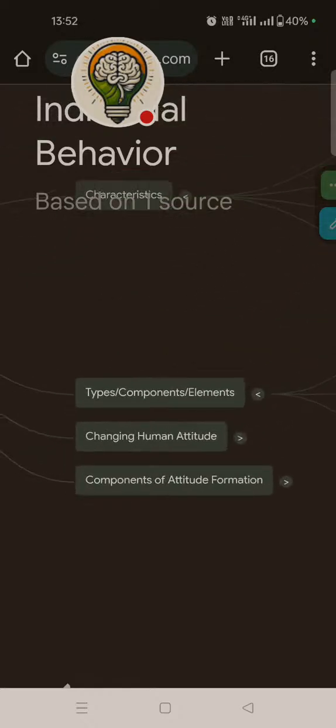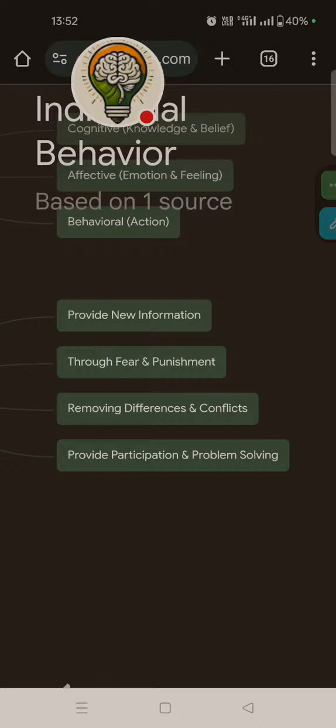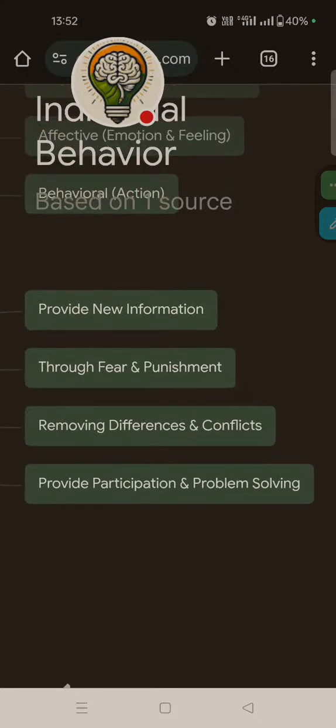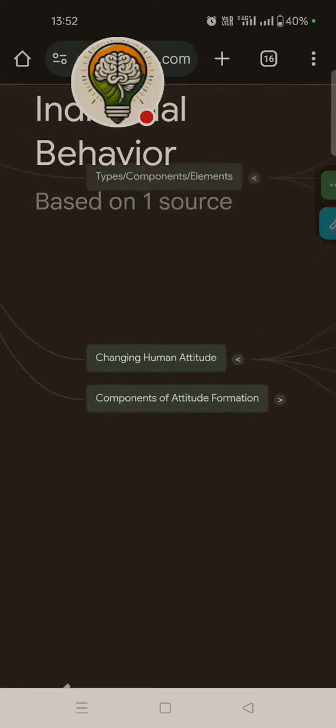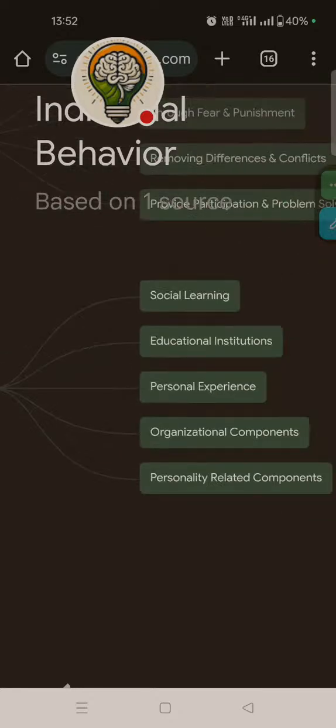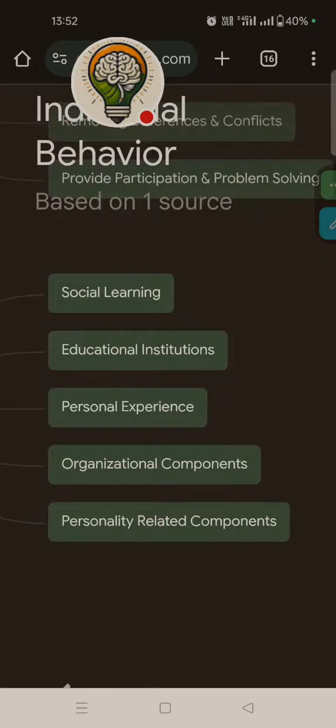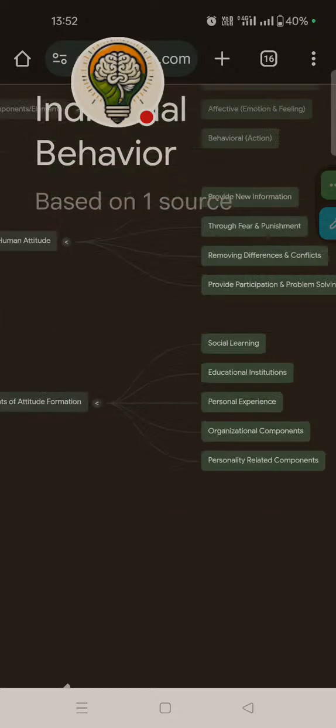Then comes changing human attitude. To change human attitude, we need to provide new information, thought or fear and punishment, removing differences and conflicts, and providing participation and problem solving. Then comes the components of attitude formation: social learning, educational institution, personal experience, organizational components, and personality-related components.